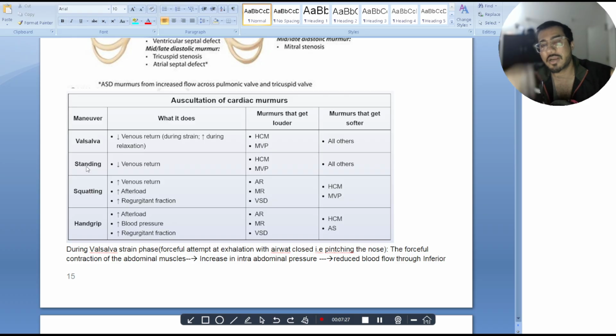Standing: what happens when you stand? The blood pools in the lower extremities, so the preload is going to reduce as well.